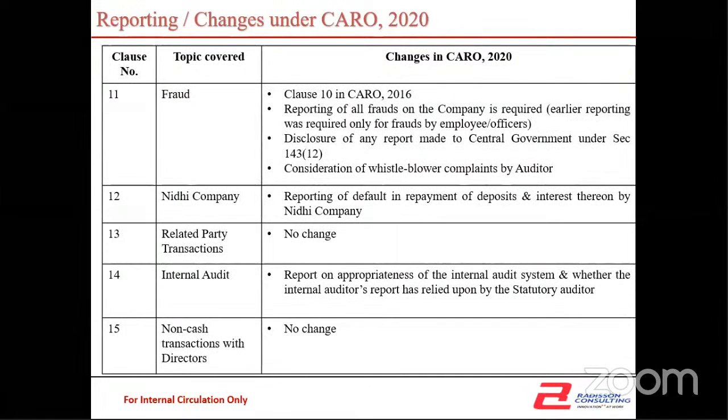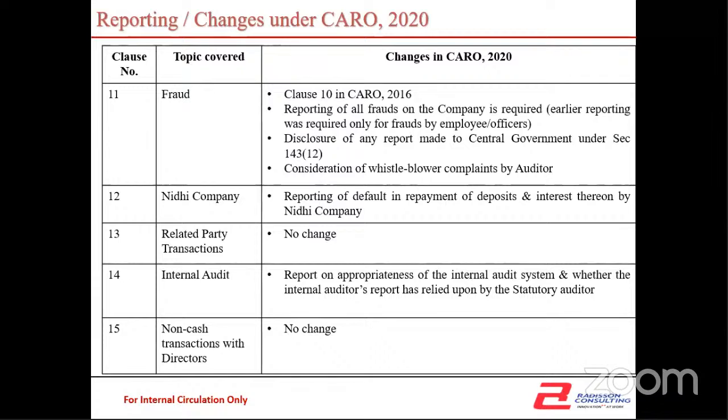Clause 11, fraud. This was clause 10 in CARO 2016. Reporting of all frauds on the company is required. Earlier, reporting was required only for frauds by employees or officers. So, if an employee or officer of the company had committed a fraud against the company, only that was covered in CARO 2016. Now, even if any third party, like a debtor or creditor, has done any fraud against the company, even that will be required to be reported in CARO 2020.